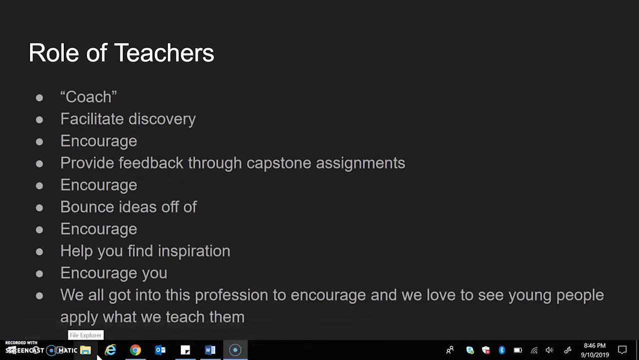Speaking of your teacher, his or her role in the capstone process is best described as that of a coach. If you think about it, a coach has to stand on the sidelines. If a coach goes on the field with their players or their athletes, they obstruct what the players are able to do. This is fully on you as the student. Your teachers are there to help facilitate what you're working on and offer a lot of encouragement. You can bounce ideas off of them. They're going to give you feedback as you go along. They're going to encourage you.